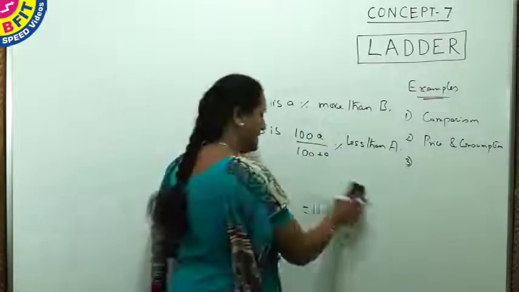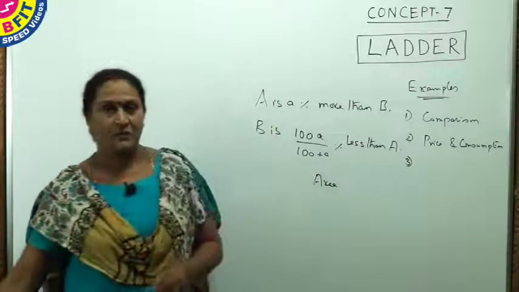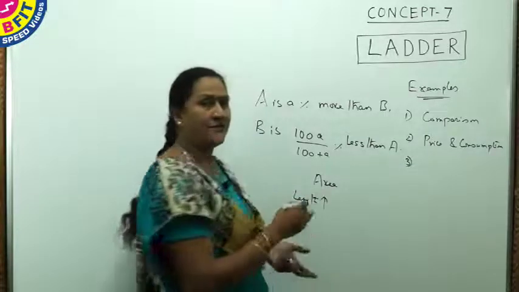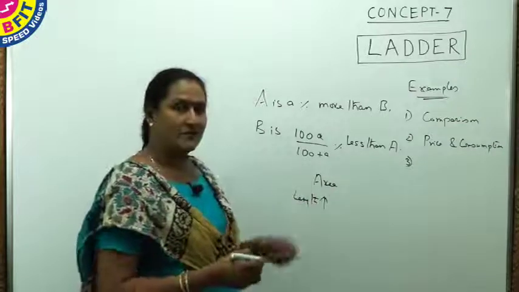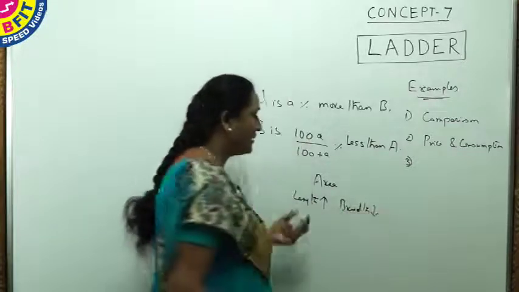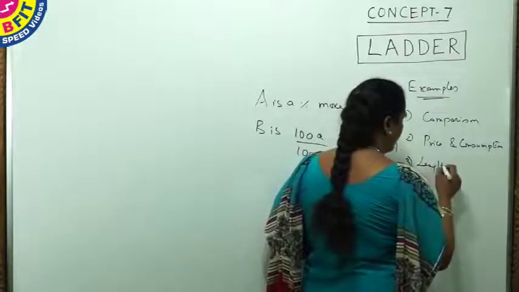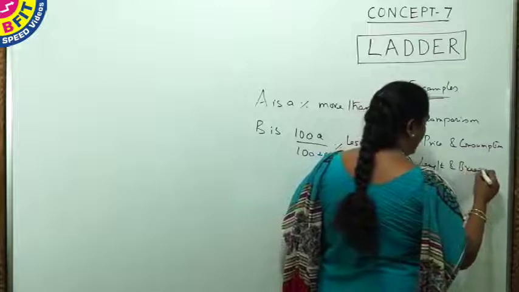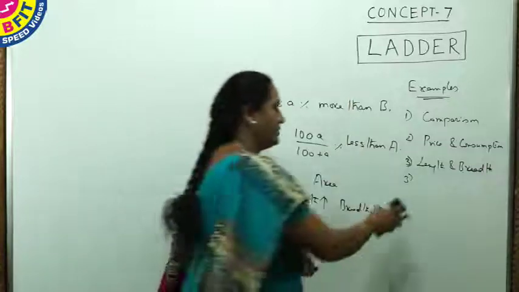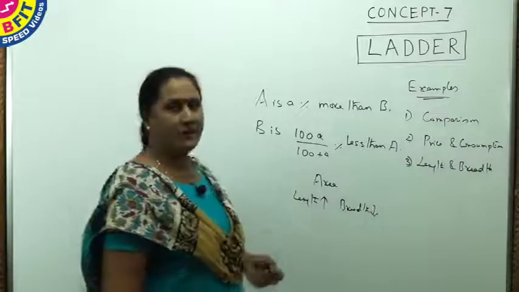And the other examples are, to maintain the area, so area should be the same. If length is increased or decreased, vice versa, how much should the breadth be? If length is increased, by what percent should the breadth be decreased? Here we can use this concept. So length and breadth. If length is increased, by what percent should the breadth be decreased or vice versa? So we can use this factor.